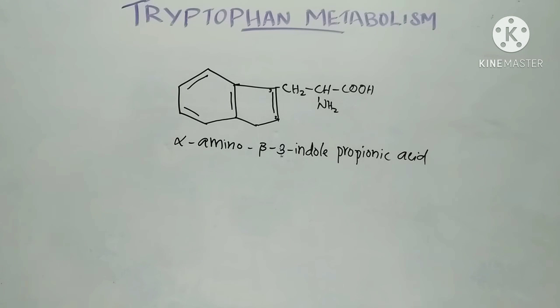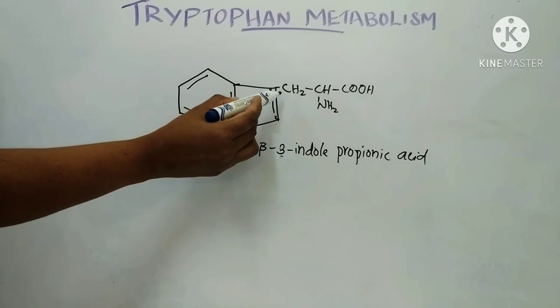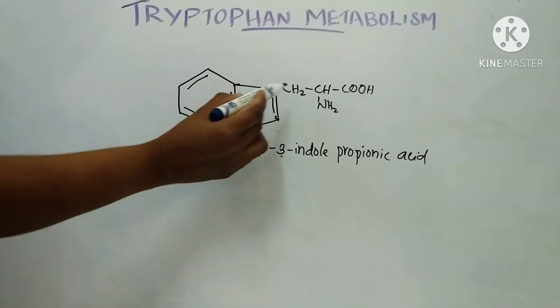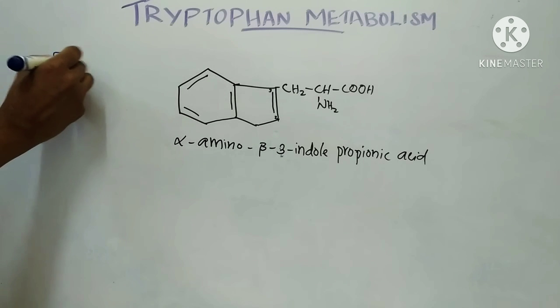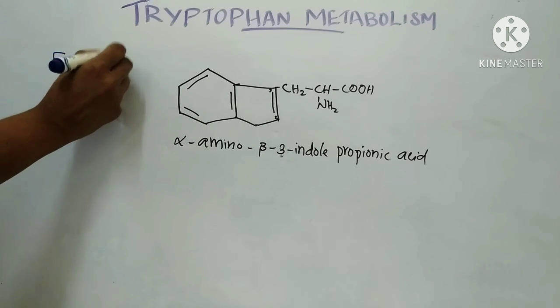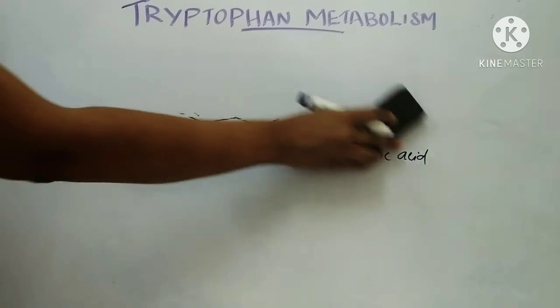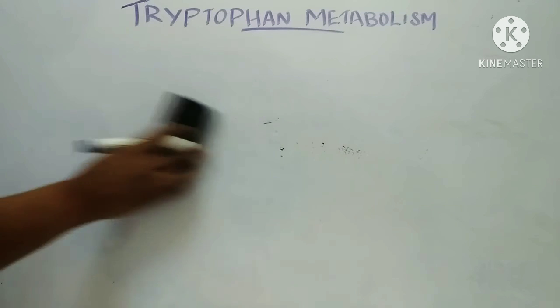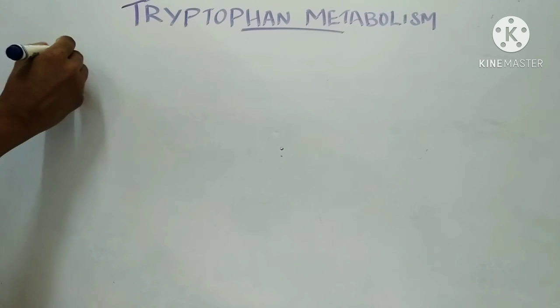Hello everyone. Today we will discuss the metabolism of tryptophan. Tryptophan is a heterocyclic amino acid. Chemically, it is alpha amino beta 3 indole propionic acid. Tryptophan is an essential amino acid. Coming to the metabolism of tryptophan, the major pathway of tryptophan catabolism is known as the Kynurenine Anthranilate Pathway.